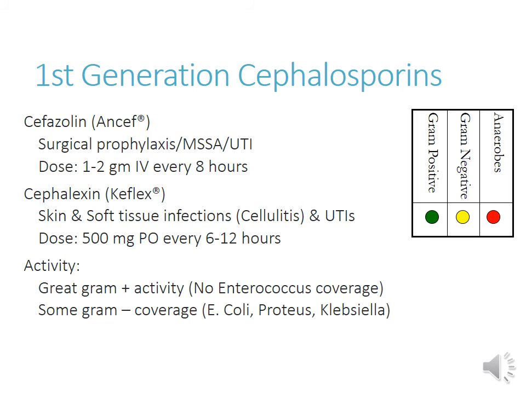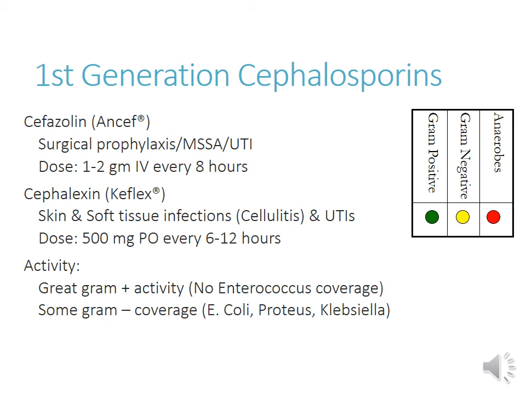So if you look at the coverage of these, they have pretty good gram-positive coverage, because again, they're that first generation. They have okay gram-negative coverage. You know, they're still good for things like uncomplicated UTIs and whatnot, but no anaerobic coverage. So if I'm going in for surgery, if I'm about to slice someone open, what kind of bugs am I worrying about introducing into that site?